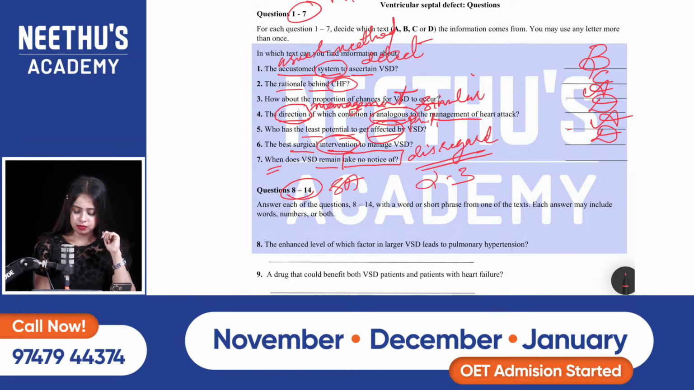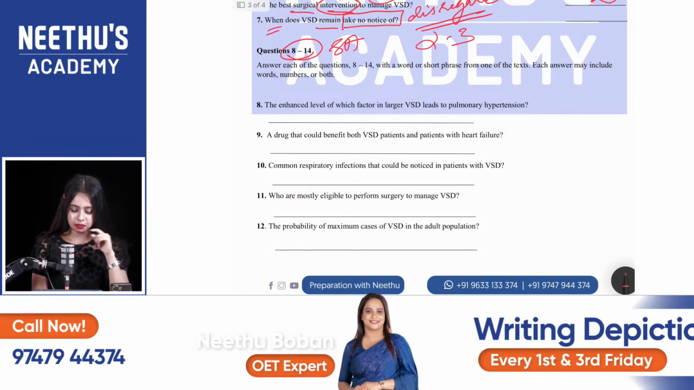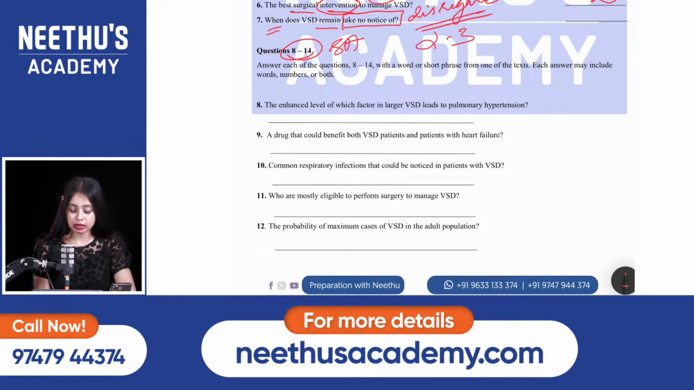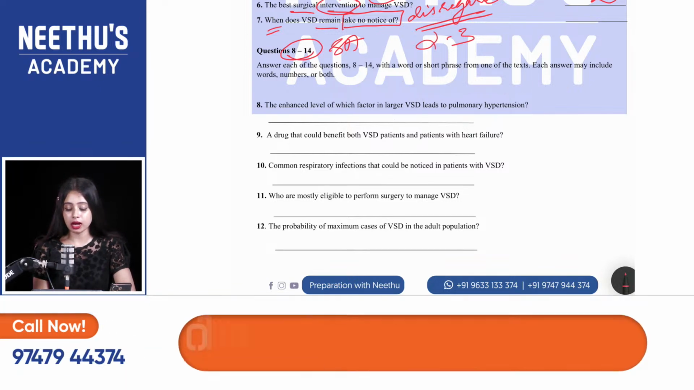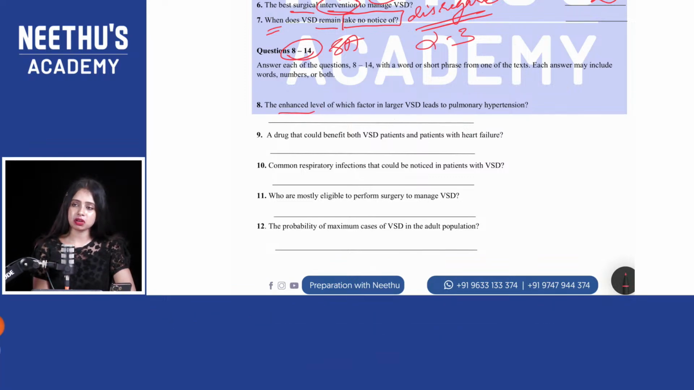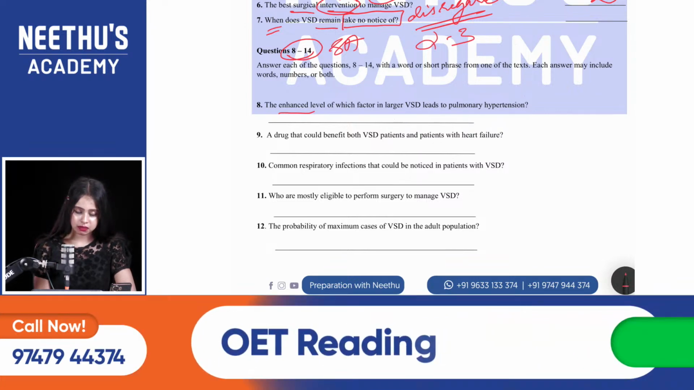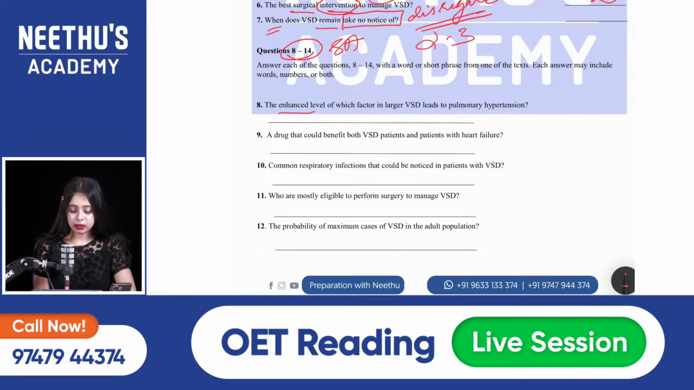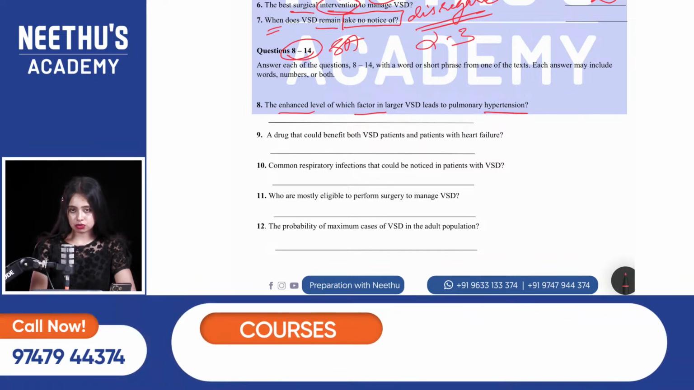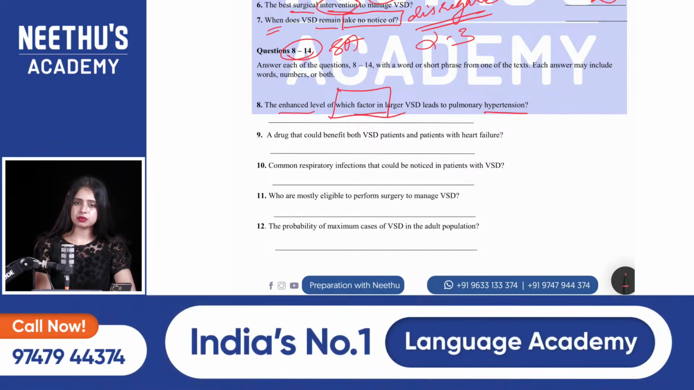Anyone with 7? No. I think maybe 5 or 4, right? Okay, so next set of questions. Short answer questions. Enhanced level of which factor in larger VSD leads to pulmonary hypertension? Okay, Alina, you got 7 out of 7. Very good, dear. Nimmi, oh my god, 7 out of 7. Very good. Enhanced factor, then pulmonary hypertension. These are the keywords. The question is in the middle of the sentence. Which factor? Either factor.